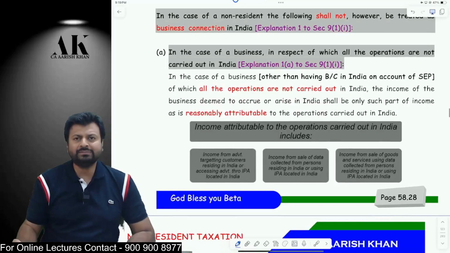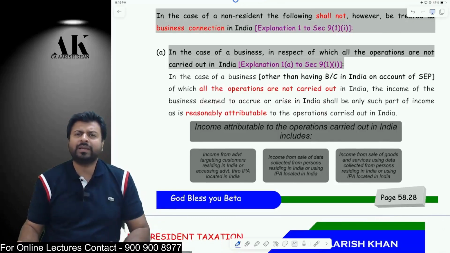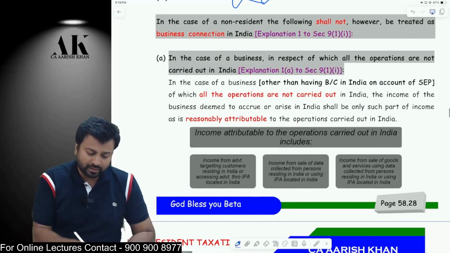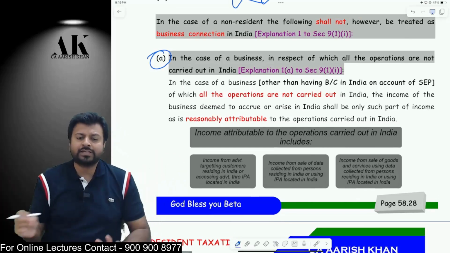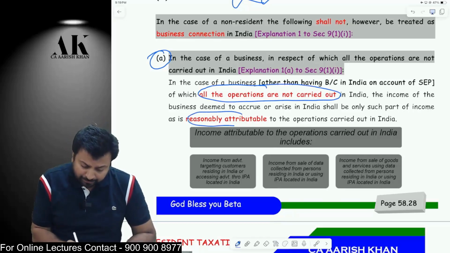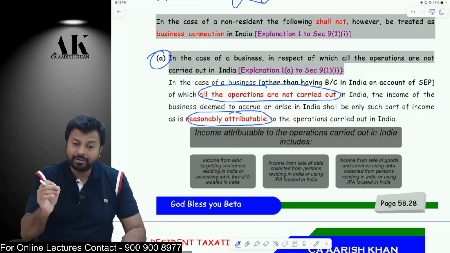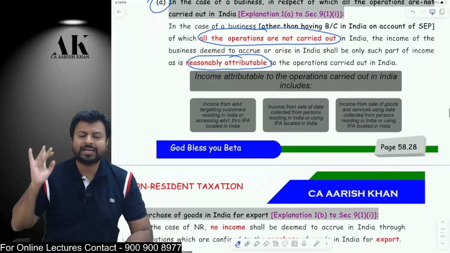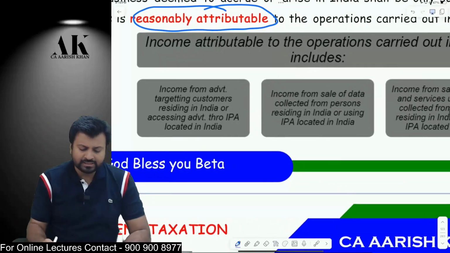Now, some incomes and activities will not be considered as business connection, which are mentioned here. First of all, if all the operations are not carried out in India, then only a proportionate income will be taxable in India. But a few incomes will always be taxable in India. Which are those few incomes? These are those few incomes.